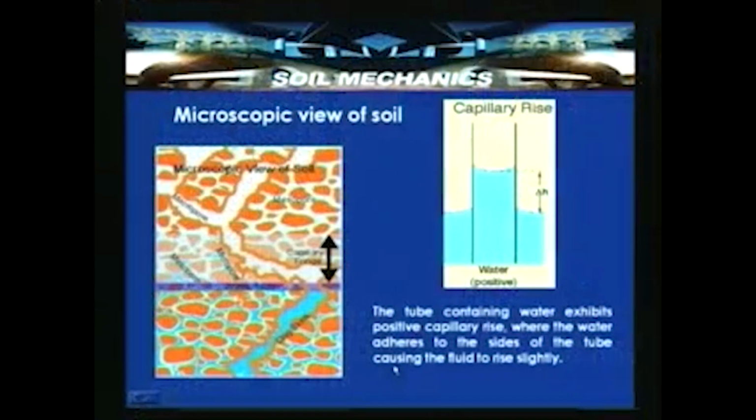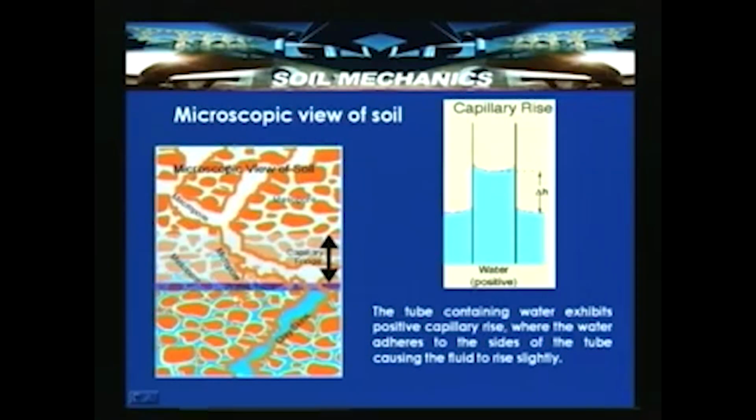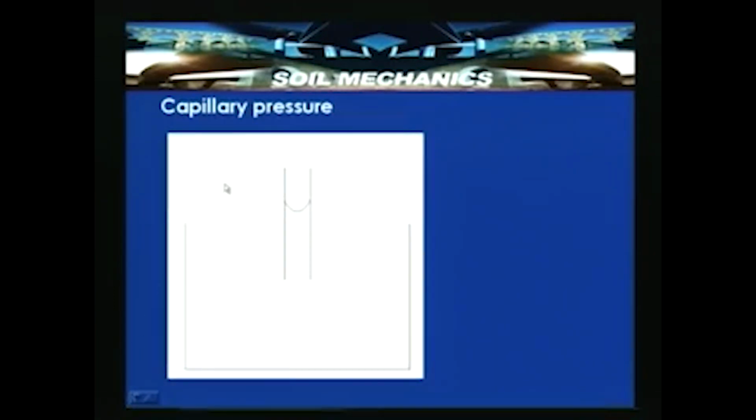The water in the capillary tube sinks down. The tube containing water exhibits the positive capillary rise where the water adheres to the sides of the tube causing the fluid to rise slightly. So, this is the microscopic view of the soil shown. This zone above which the saturation is maintained is called the capillary fringe. Now let us look into how this capillary pressure acts on the walls of the pore spaces or along the periphery of the glass tube under consideration.